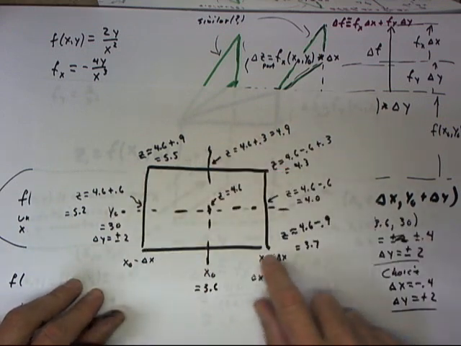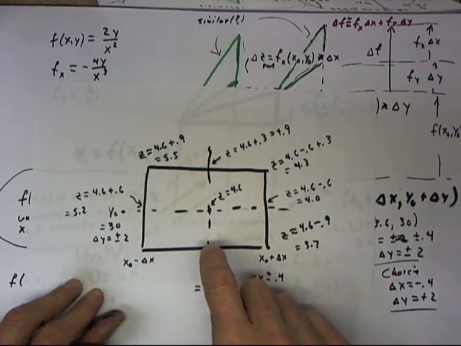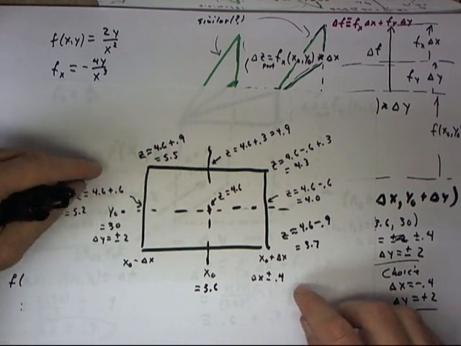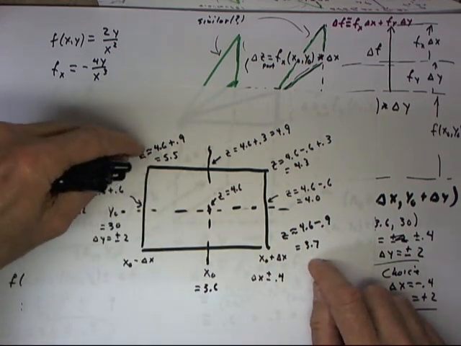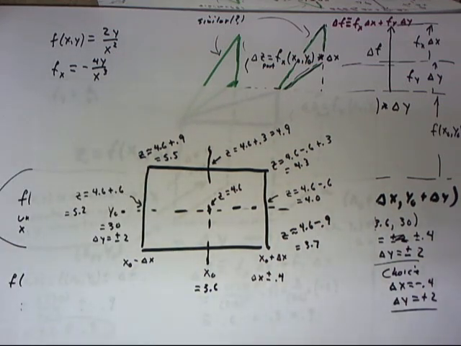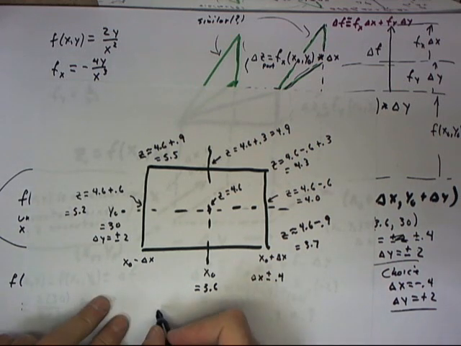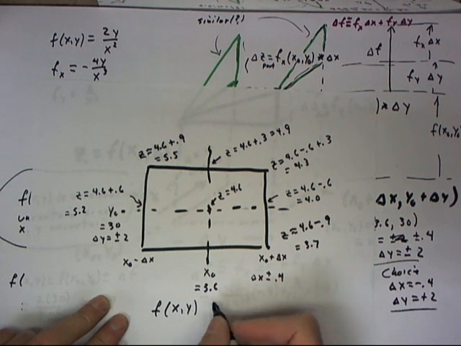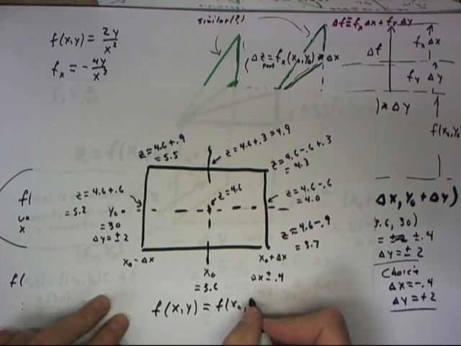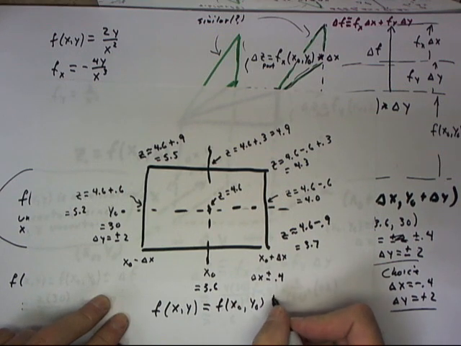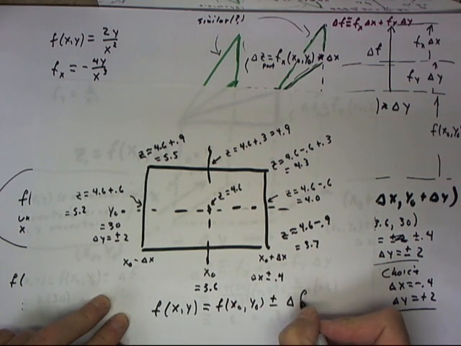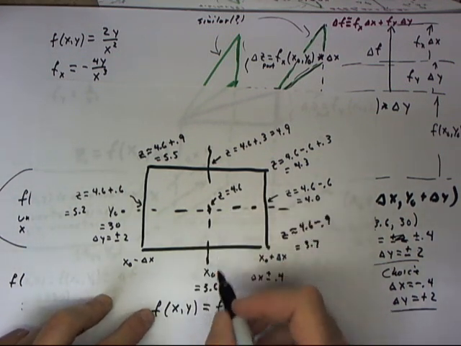All the numbers we get, and we could figure out a number here and a number here, all the numbers are going to be between the 3.7 and the 5.5. That is, f of x, y equals f of x naught, y naught, plus or minus delta f at every point of this region.